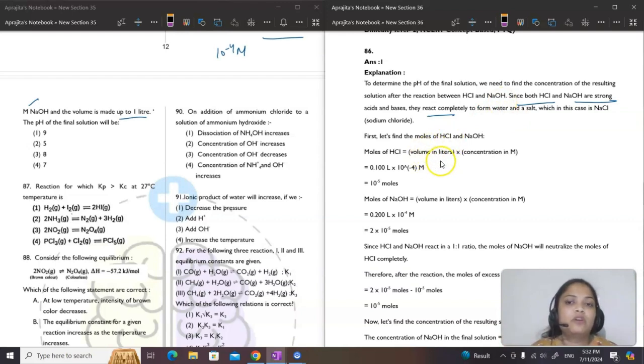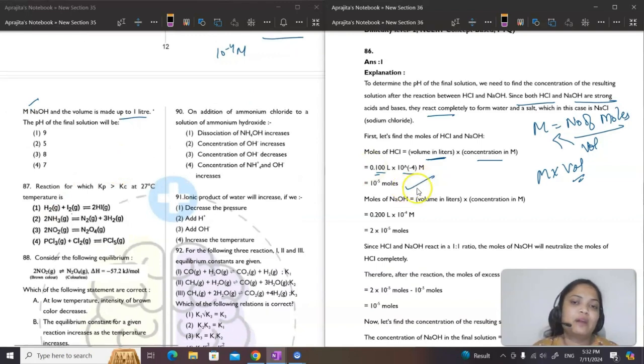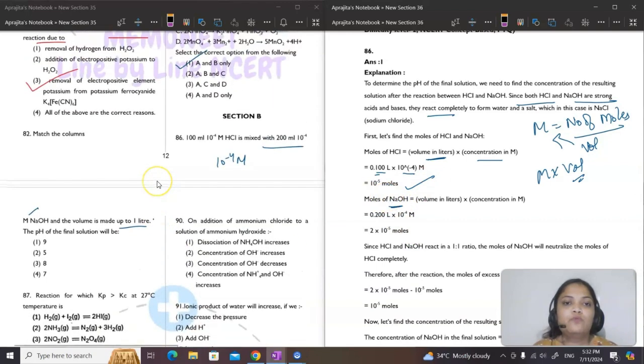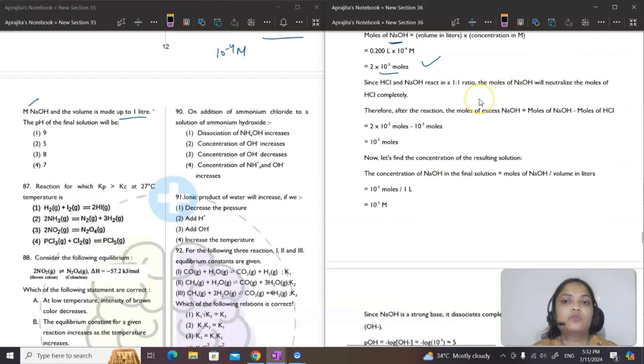Now what is the number of moles of HCl? Concentration is number of moles upon volume, so the number of moles will be concentration multiplied by volume. The concentration is 10 to the power minus 4 molar and the volume is 0.100 liters, since it is 100 ml. So it will come out to be 10 to the power minus 5 moles. Then for the number of moles of NaOH, the volume was 200 ml and the concentration was the same, so it will be 2 into 10 to the power minus 5 moles. Now they will be reacting in a 1:1 ratio.